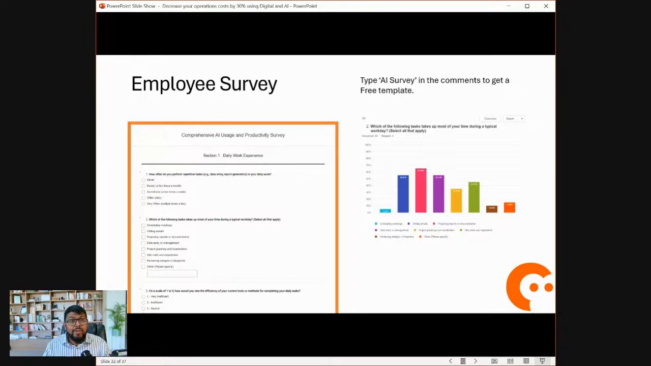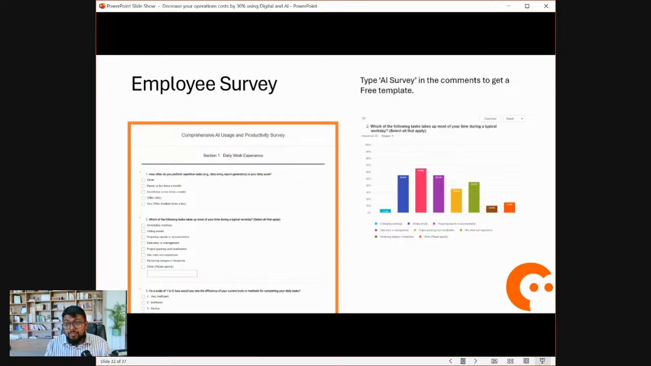You can deploy it within your organization, and then we'll give you a prompt so that when you export that data, you can put it directly in ChatGPT, and it will give you exactly what type of automation you need in your organization. So that's the second way of implementing AI in your organization.